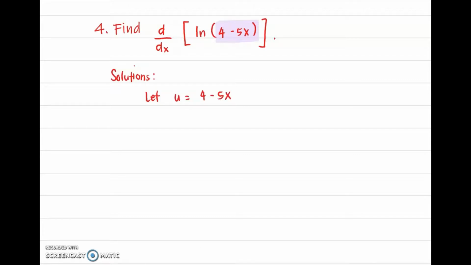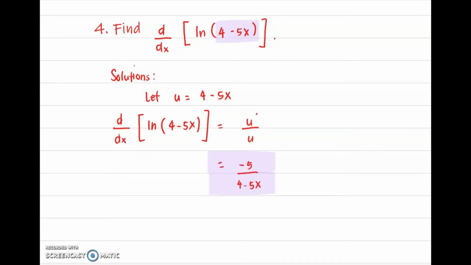Now start solving for the derivative. So the derivative of the natural log of 4 minus 5x is equal to u prime over u. And the derivative of our u is negative 5. So u prime is equal to negative 5 over u, which is 4 minus 5x. Okay? And since our answer is already in its simplest form, that's already our final answer.